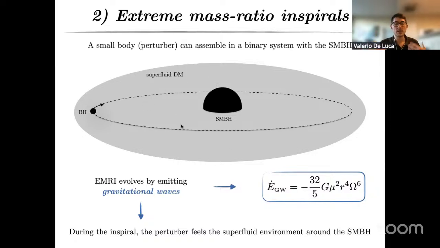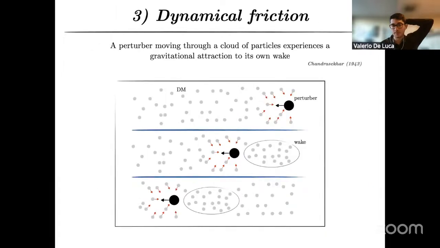So this system is going to evolve by emitting gravitational waves, as we know, but during the inspiral, as the perturber moves around the black hole, it will also move through the superfluid dark matter environment, and eventually it can probe the existence of a spike or in general of a superfluid profile. So this happens through a phenomenon which is called dynamical friction.